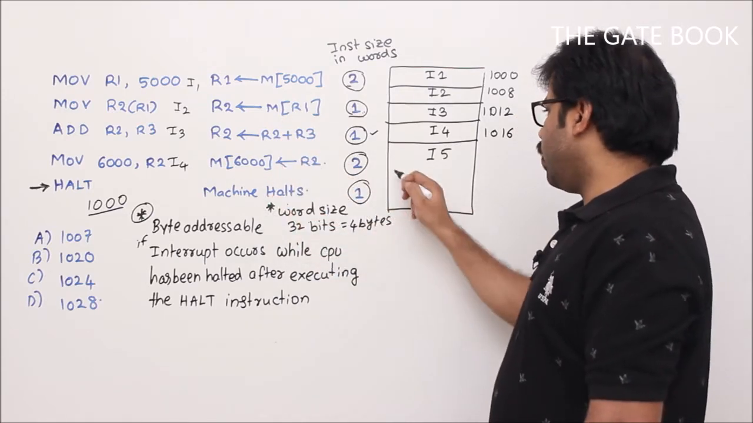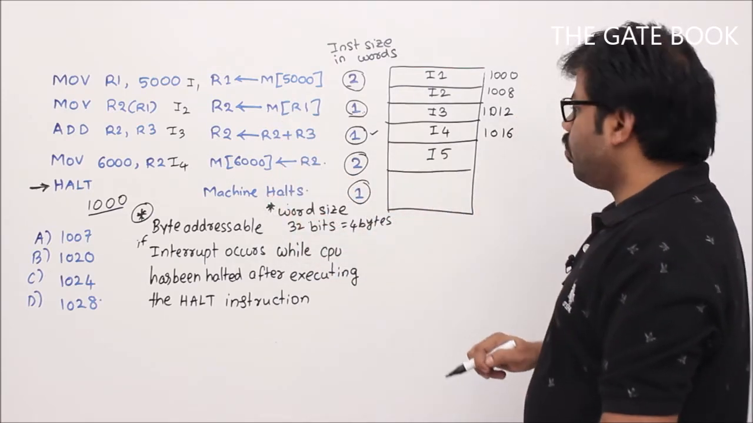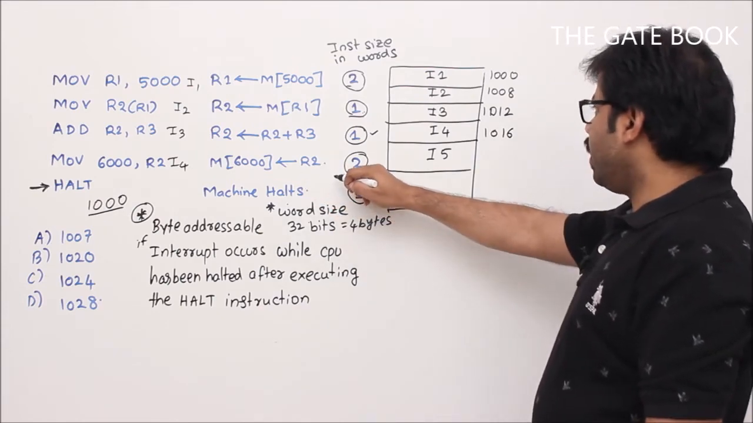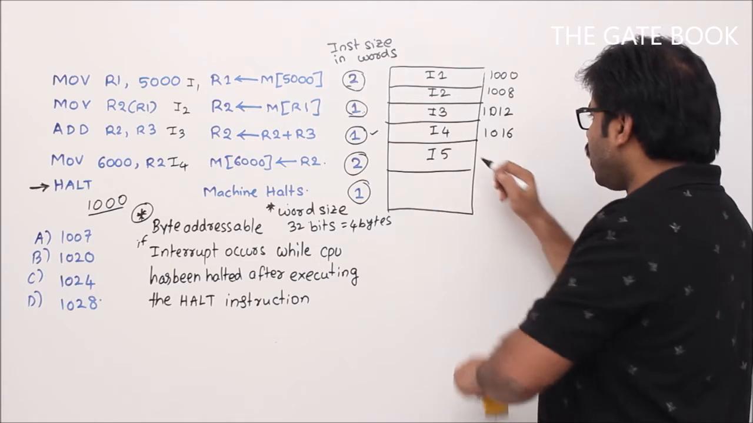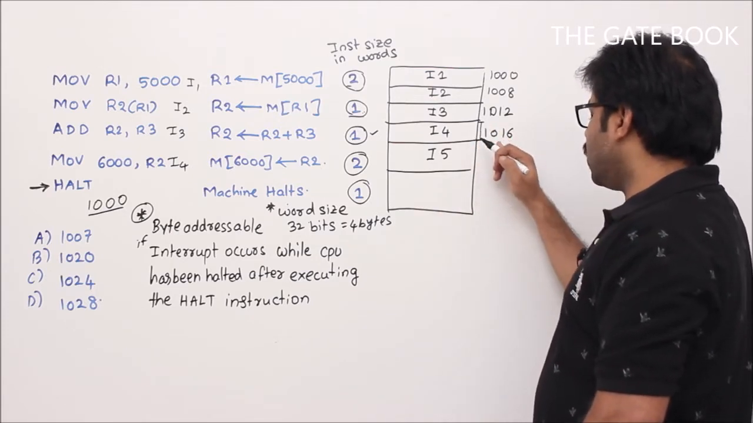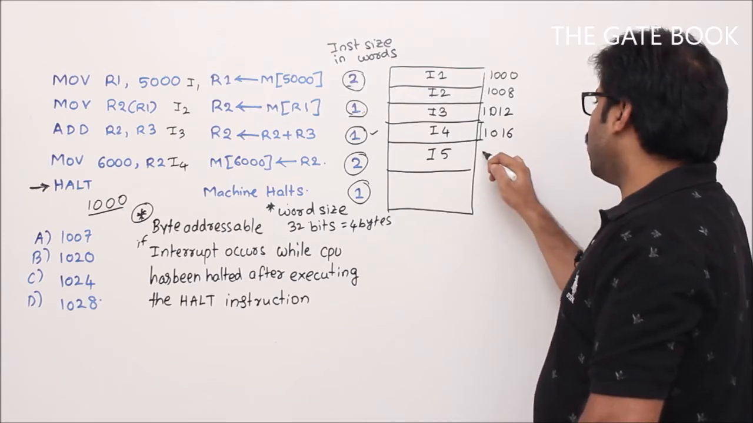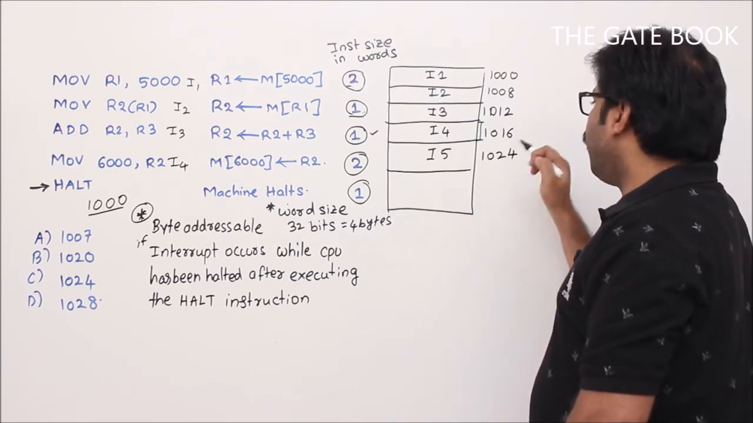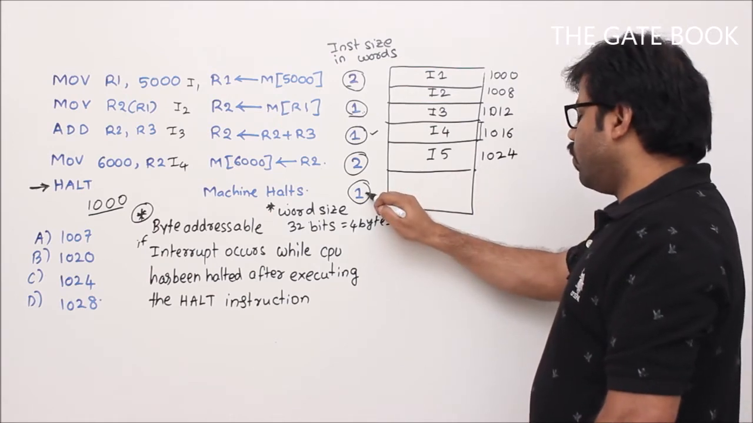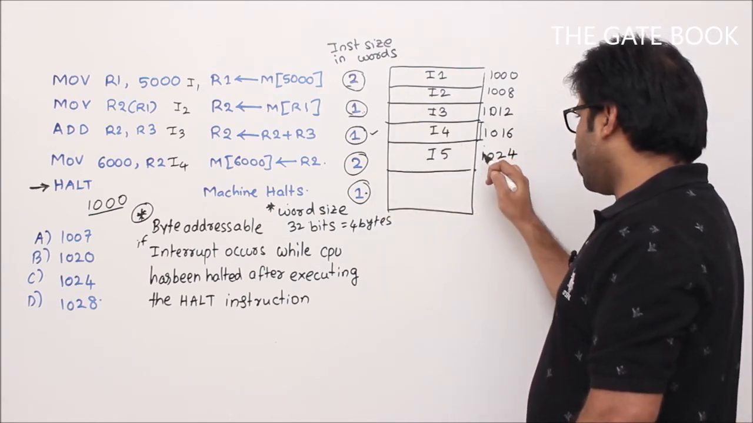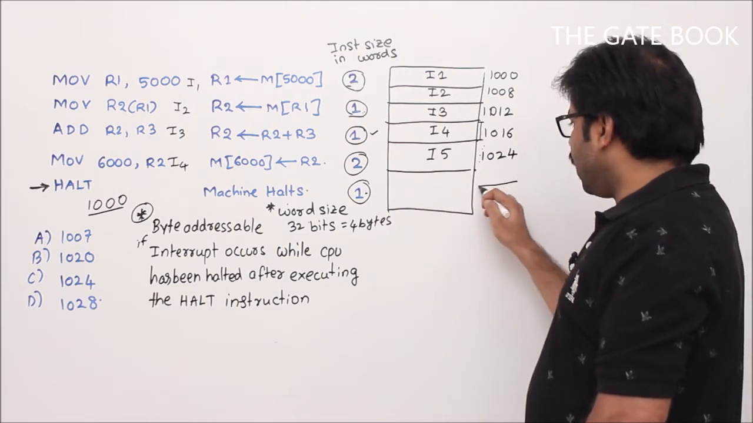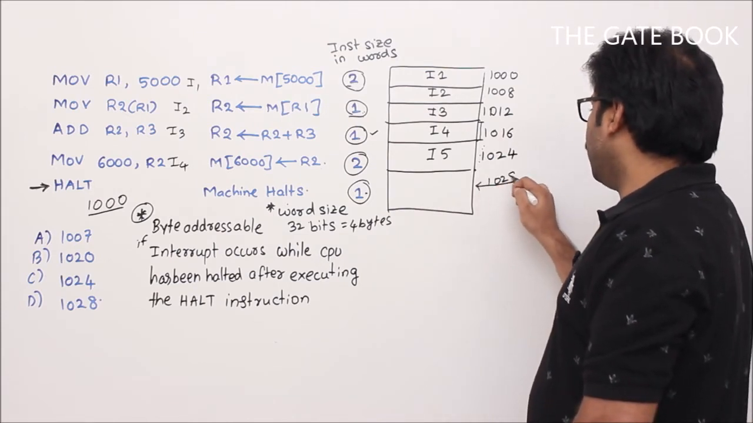I5 is occupying 1 word. So how many bytes is that going to occupy? Sorry, I4 is occupying 2 words, right? Because of that, the next address will be 1016 plus 4 plus 4, 1024. So I5 will be occupying 1024 to, one word means 4 bytes: 1024, 1025, 1026, 1027. Now the next memory address is 1028, correct?